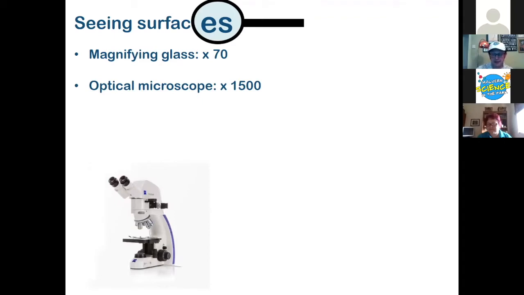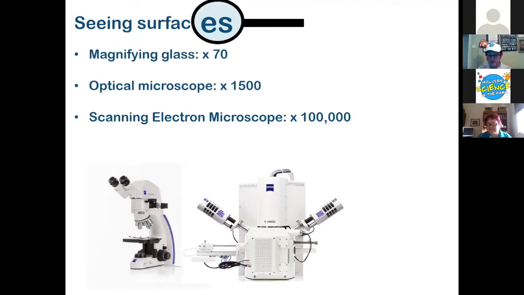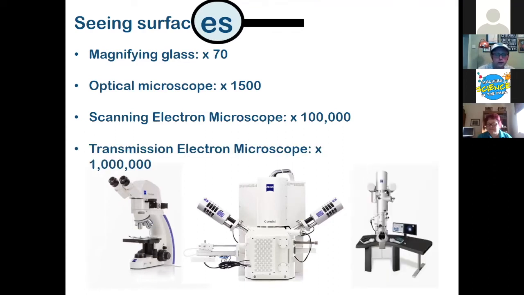So you can use electrons, which can look at even smaller features. So this is a scanning electron microscope. This one is one of Zeiss's ones, and you can see things up to about a magnification of 100,000 times. But if that is not enough magnification, you can always fire electrons through a material and get magnifications of about 1 million in a transmission electron microscope.